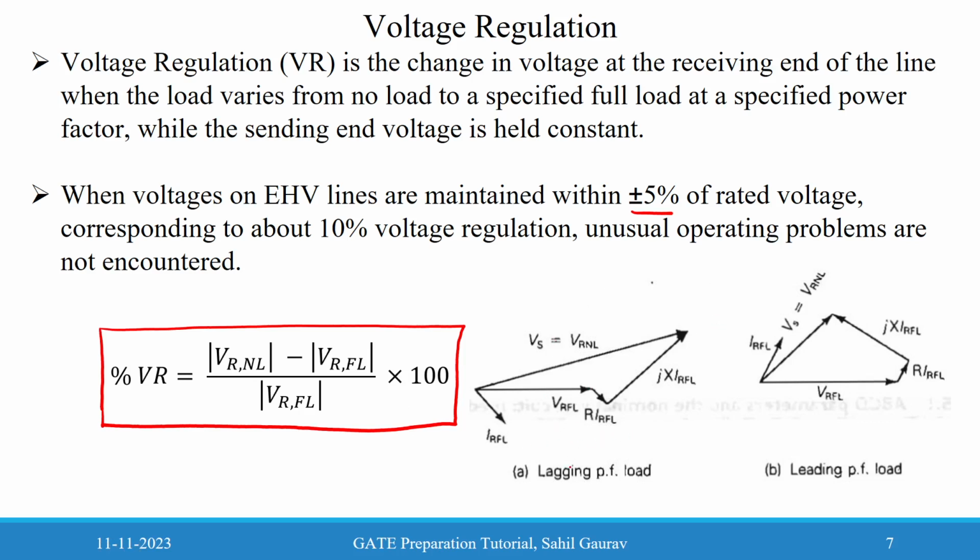And if you see this lagging power factor load, then the current is lagging here. So this is the phasor diagram for a lagging power factor load, and similarly we can find the phasor diagram for a leading power factor load.